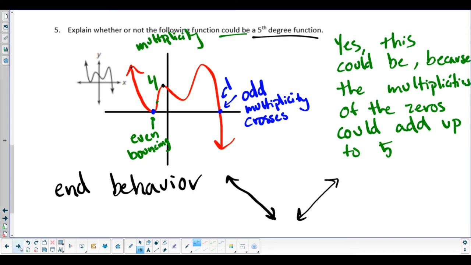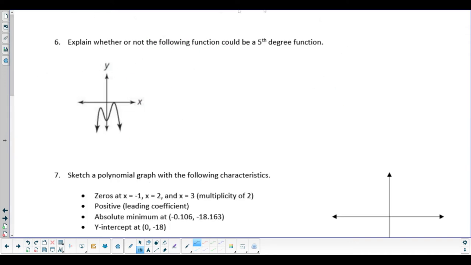All right, let's look at this one though. Let's explain whether or not this function could be a fifth degree function, okay? Well, when I look at this graph, I'll make this one bigger as well, real quick.